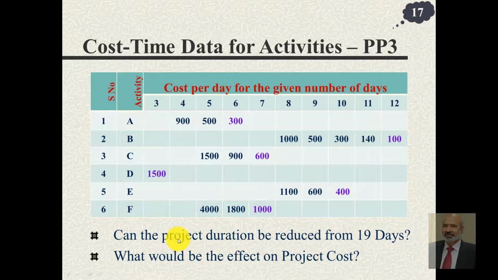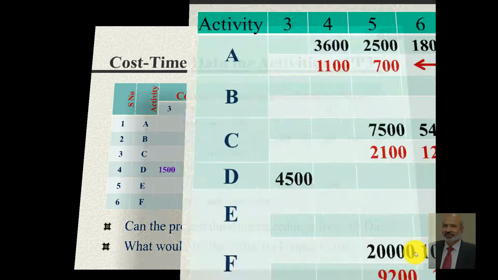Now the question is, can this project duration be reduced from 19 days? And if so, what would be the effect on project cost? How much would the project cost increase? Now we have different options. We would like to go for the activity which would end up in the least incremental cost, the smallest possible increase for 1 day reduction in the project completion time.